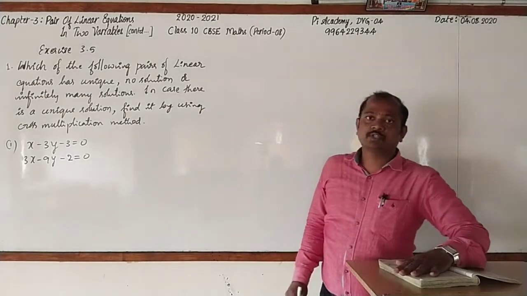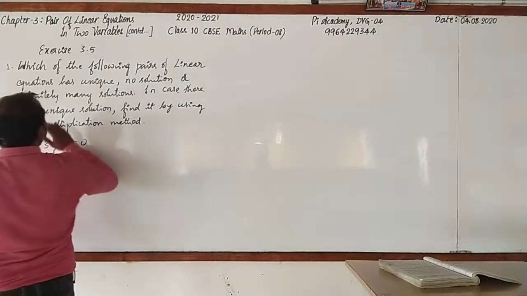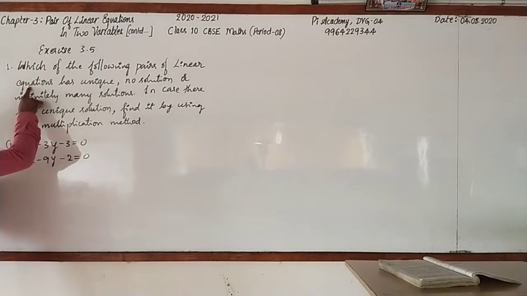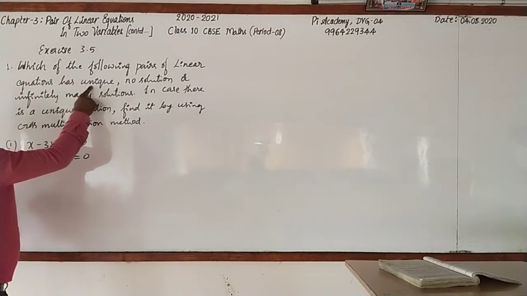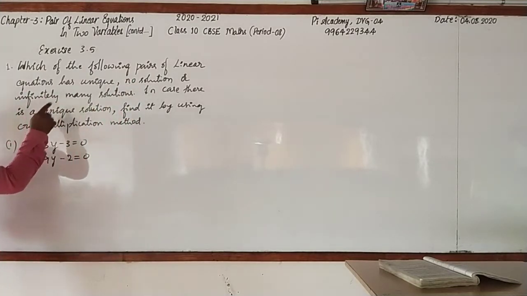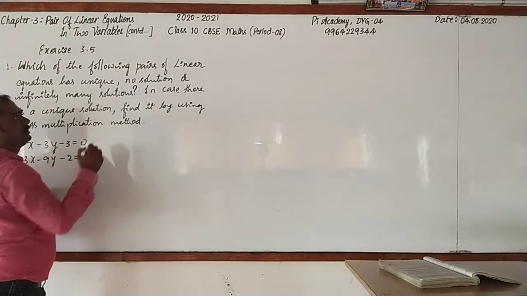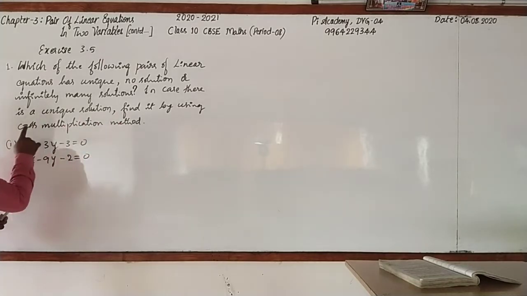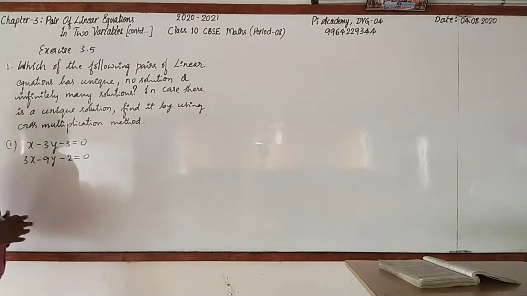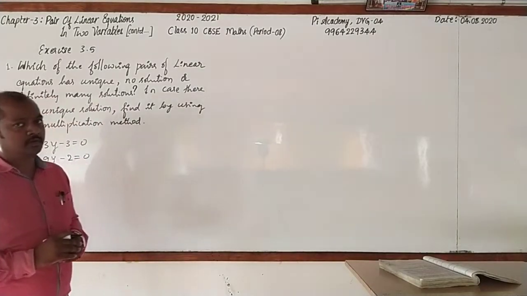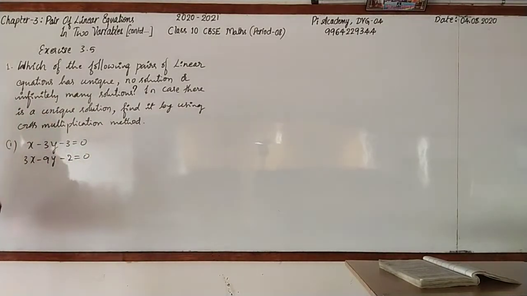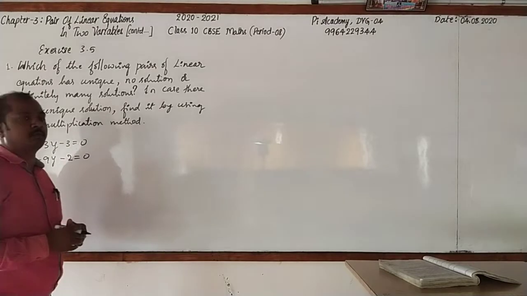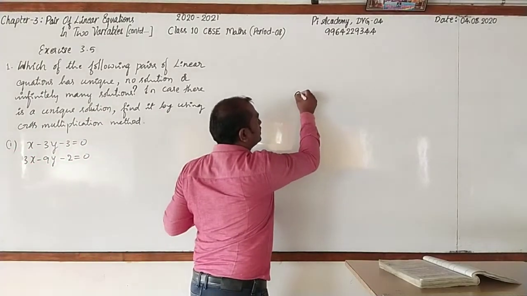Observe. The first question is like this. Which of the following pair of linear equations has a unique solution, no solution or infinitely many solutions? In case there is a unique solution, then we have to find it by the cross multiplication method. Got it? Very simple. So first we have to check whether they have a unique solution, no solution or infinitely many solutions. We have the conditions for all the three. Once again we shall just recall them.